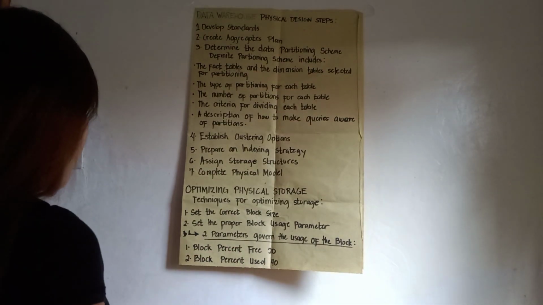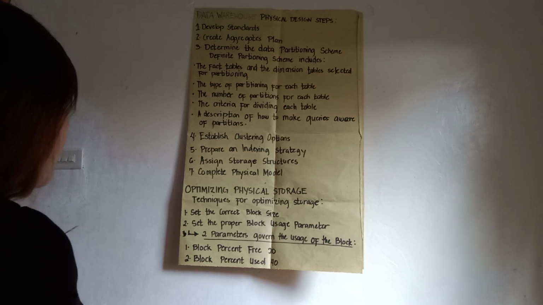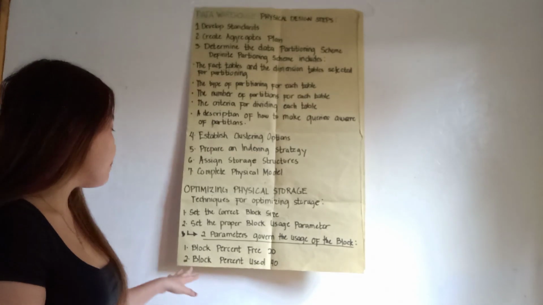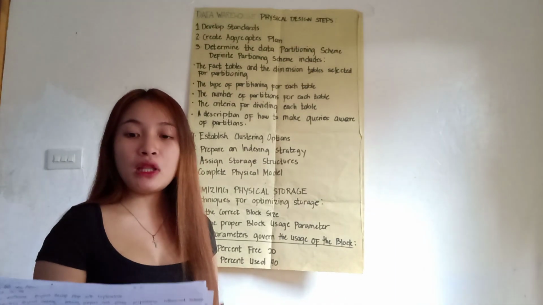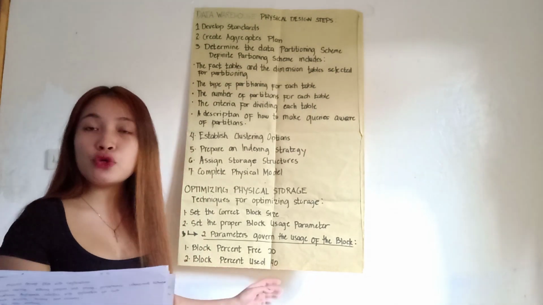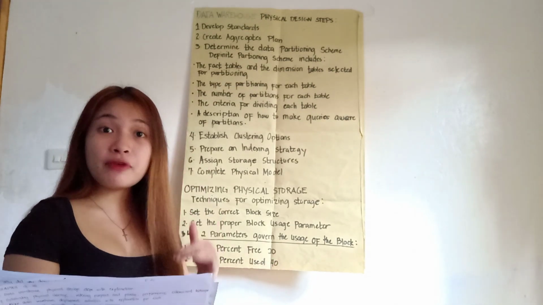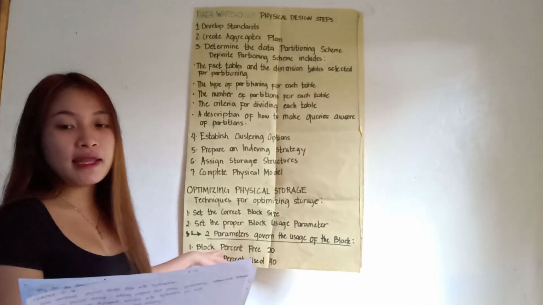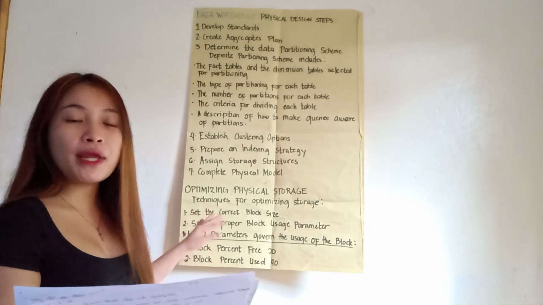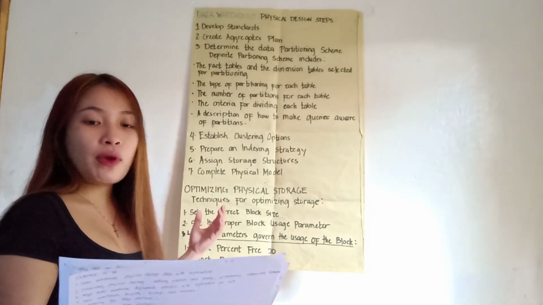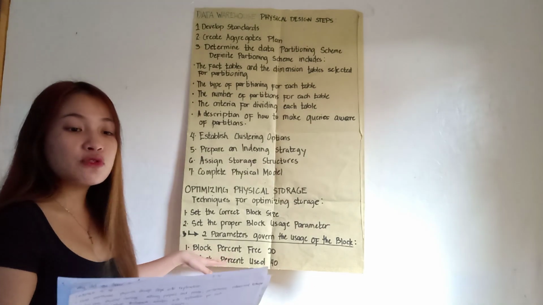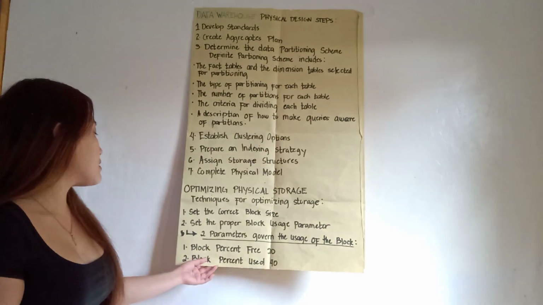And the next one is block percent used 40. This parameter sets a watermark level below which the amount of space used in a block must fall before new records are accepted in that block. There are hardly any deletes except when archiving out of the data warehouse. So the general rule therefore is to set this parameter as high as possible.